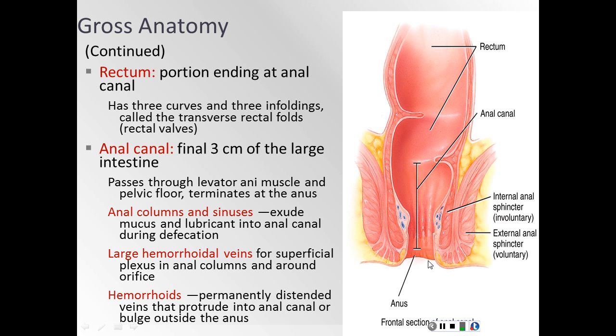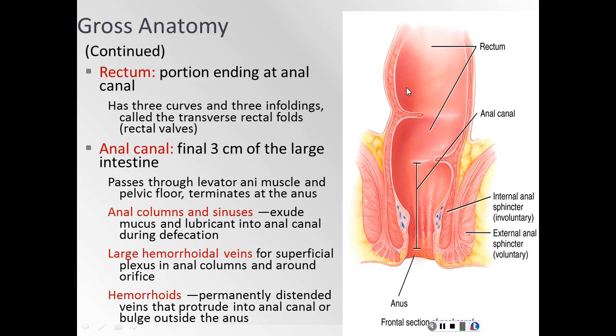Now the mucosa of the anal canal forms these longitudinal ridges. So we see right here, we have these ridges, and those ridges are called the anal columns. And the depressions that you see between those columns are called anal sinuses. So here are our anal columns, and those deep impressions here are called our anal sinuses. Now the passage of feces causes the sinuses to extrude mucus to lubricate the anal canal during defecation.